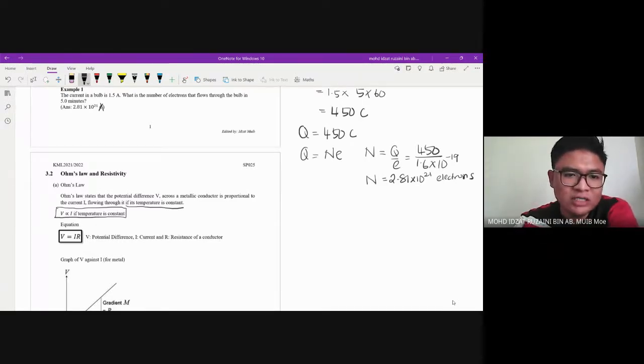So ini wajib ada. Temperature is constant ini wajib ada. So kalau kamu define tanpa perkataan temperature is constant, dikira sebagai tak lengkap your law lah. Your Ohm's law is not complete. So you have to state that temperature is constant because this temperature is constant ini dia akan related dengan resistance sebenarnya.